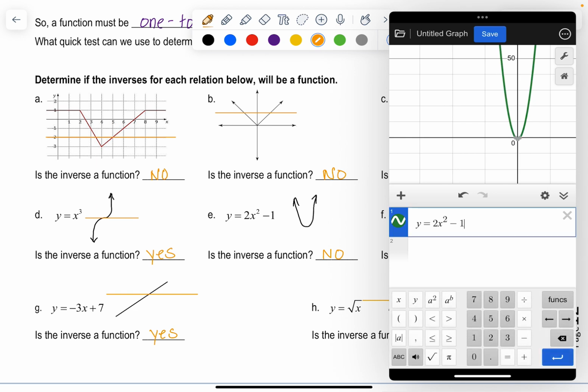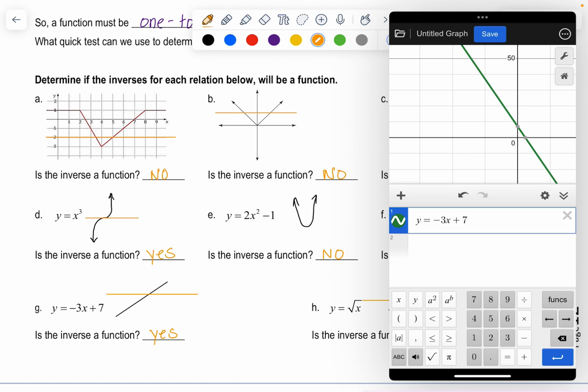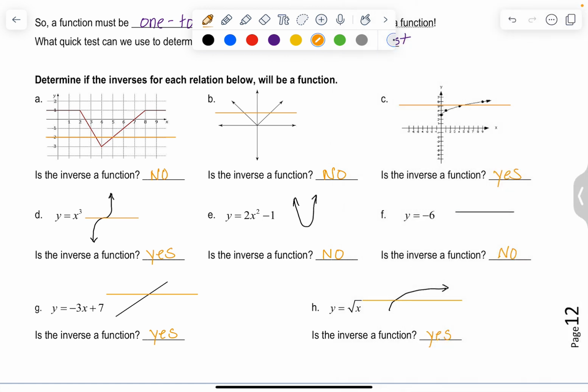I'll do g as well so you can see it, y equals negative 3x plus 7. I could have just graphed these in and looked at the graph of them to see if they would pass the horizontal line test. But one of the things that you really just need to understand, if your question is is this thing's inverse a function, just check and see if it passes the horizontal line test. If it does, it's a function. If it doesn't, it's not. All right, hope that helps.